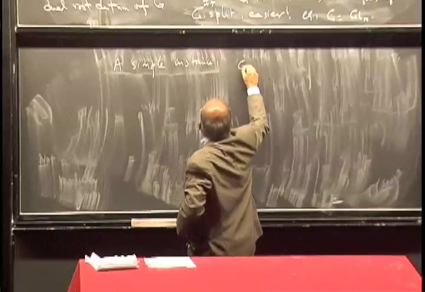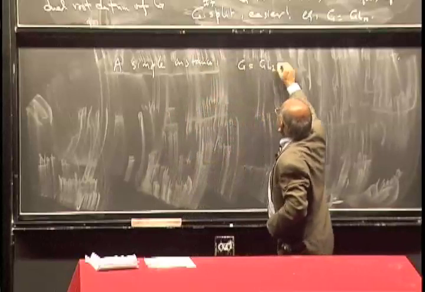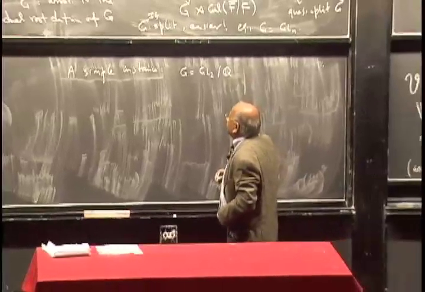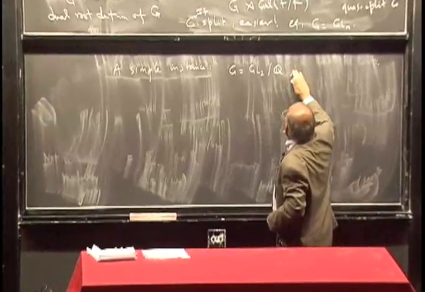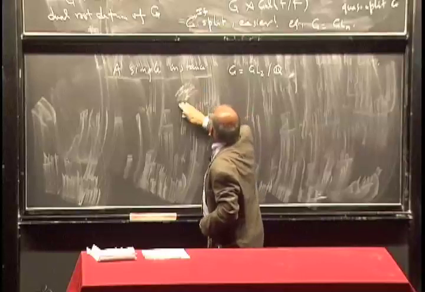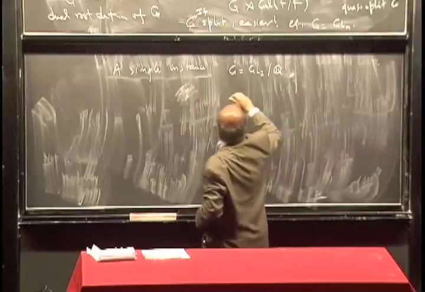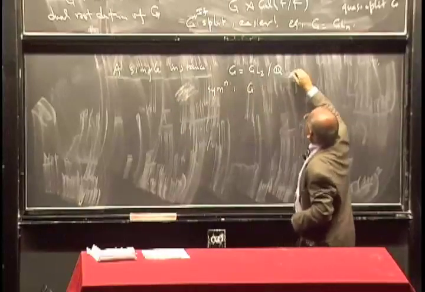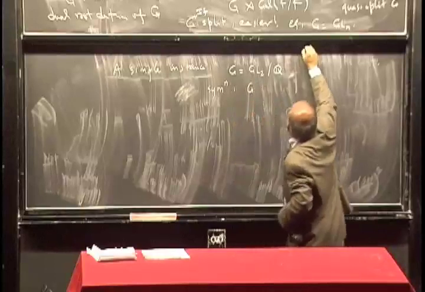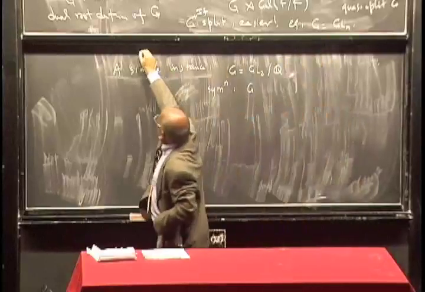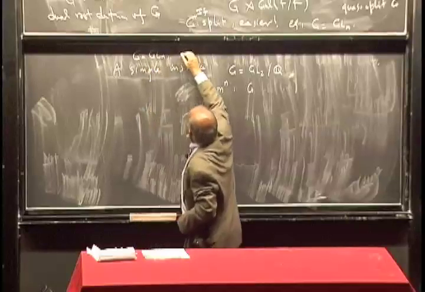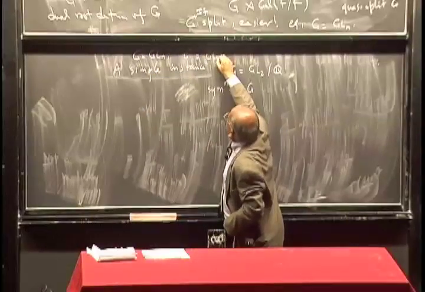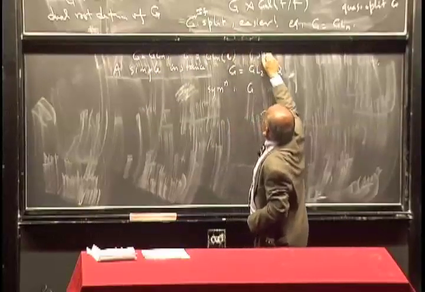A simple instance is, say for example, G is GL2 over Q, and then you could look at the symmetric power representation. And in this case for GLN, before I go on, I should have said that if G is GLN, in the split case, then the dual group G check is also GLN(C), which is very special.